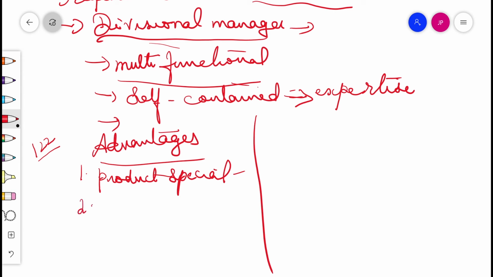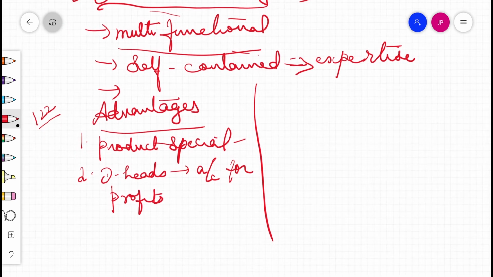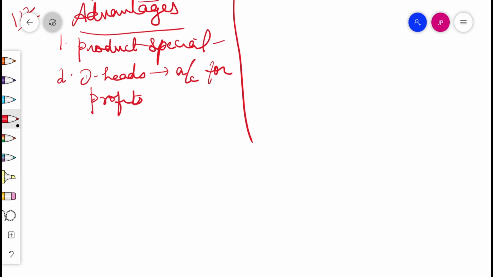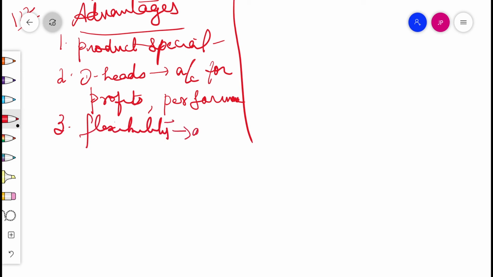Divisional heads are accountable for profits, as revenue and costs related to different departments can be easily identified and assigned to them. This provides a proper basis for performance measurement. It helps in fixing responsibility in case of poor performance of the division, and appropriate remedial action can be taken. Thirdly, it promotes flexibility and initiative because each division functions as an autonomous unit, which leads to faster decision making.